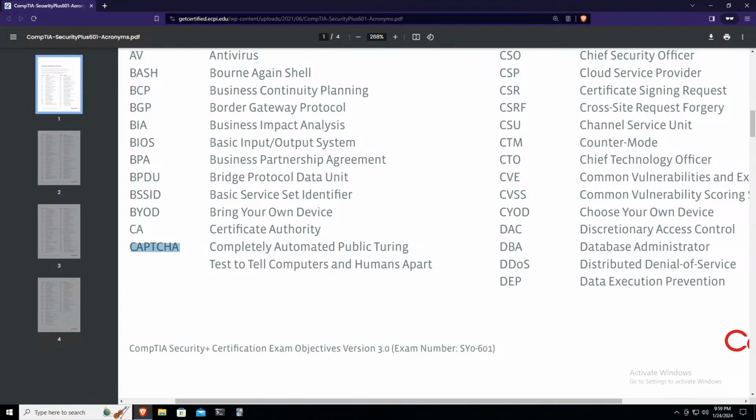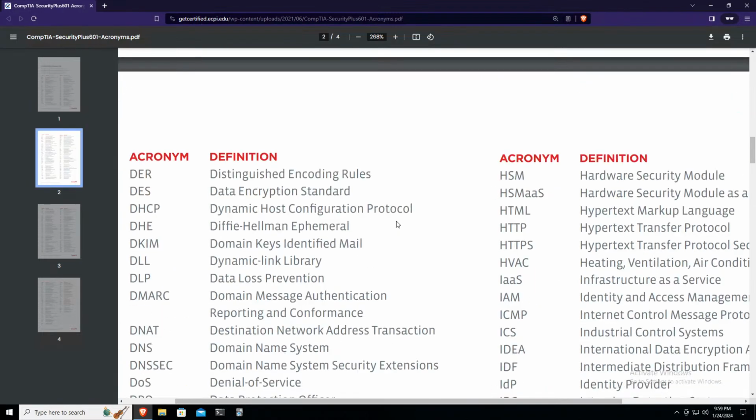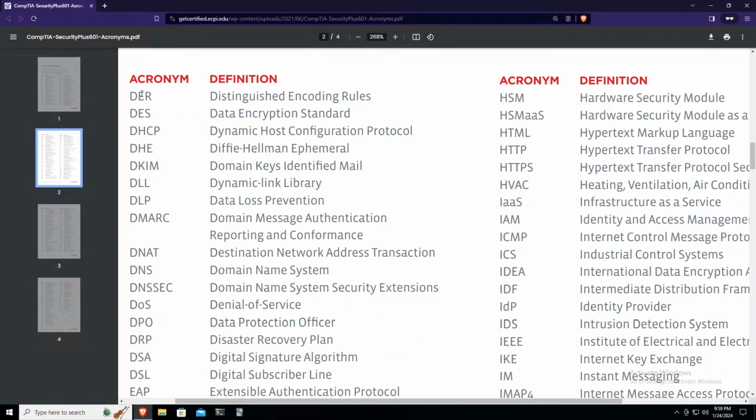Let's keep scrolling down here. DER, Distinguished Encoding Rules. That's one we haven't seen too much of. I'm assuming it's a set of rules that have been validated by a body of knowledge, but I could be wrong there. We'd have to read up on that one.